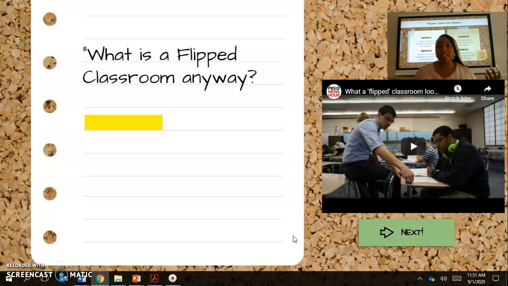So what is a flipped classroom anyway? If you look at this presentation, there's a video linked. I've also linked this in our Classroom Dojo about what a flipped classroom is. But for a quick roundabout definition, a flipped classroom is a learning environment in which students will watch their lectures at home for homework, and they will essentially do their homework inside of the classroom.